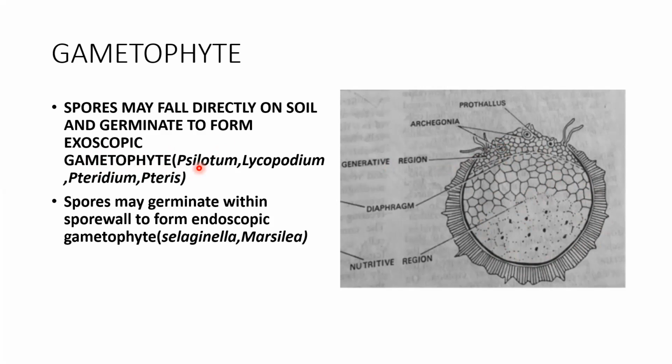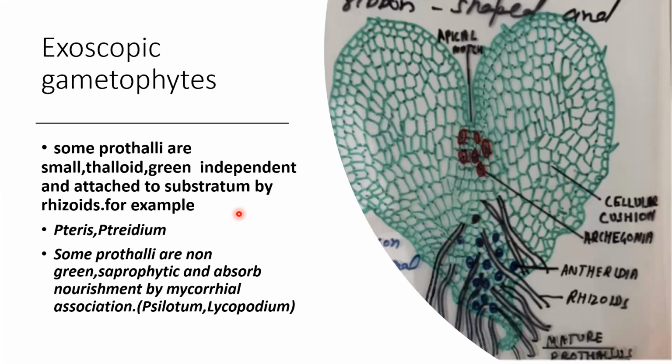This happens in case of Xylotum, Lycopodium, Pteridium, and Teres. In both the cases, because spores are being produced after meiosis, when spores germinate, whether they are germinating inside megaspore, microspore, or they are falling on the substratum and germinating, they will be haploid in genetic constitution.